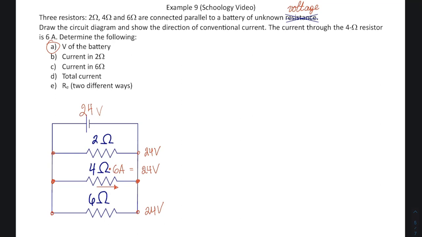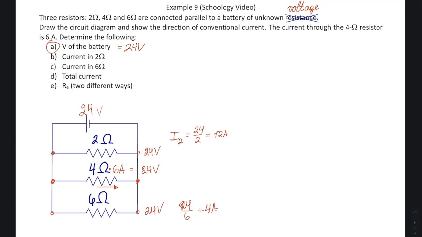By multiplying the known resistance times the known current in it, we get the 24 volts, and that would be our voltage of the battery. Boom, 24. Then, since that's the voltage of the battery, every junction has that 24 volts because the whole entire circuit is in parallel. Then the current in the 2 ohms is going to be 24 over 2, that's going to be 12 amps. The current in 4 we already know is 6. And then the current in 6 is going to be 24 over 6, and that's going to be 4 amps.